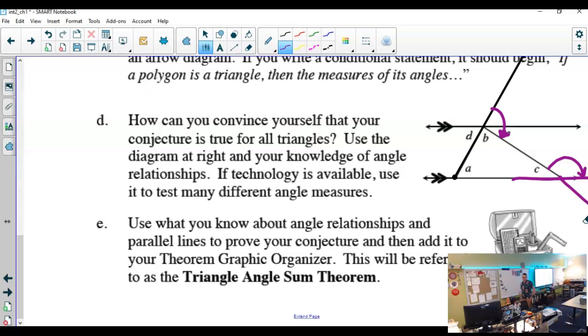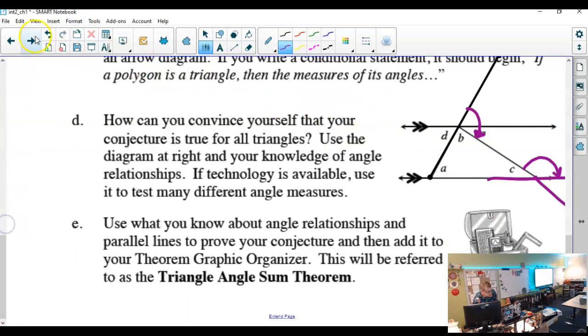So you guys know the triangle angle sum theorem. How many degrees are in the angles of a triangle? 180.